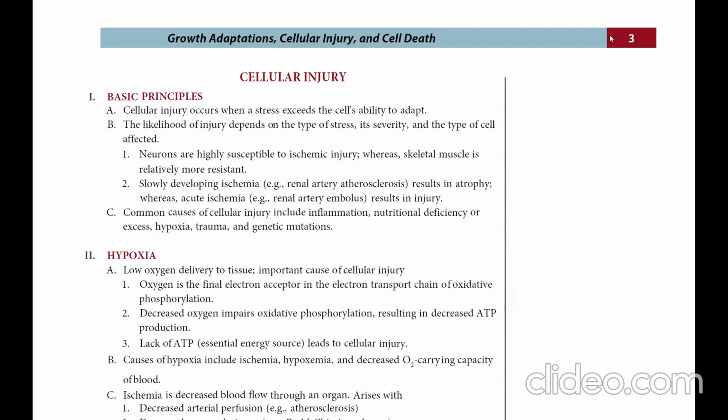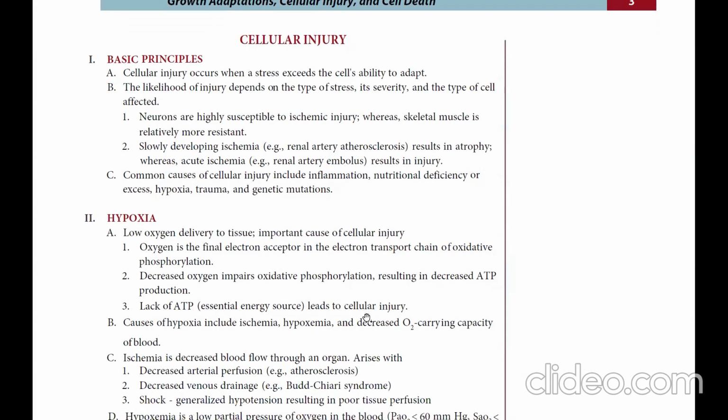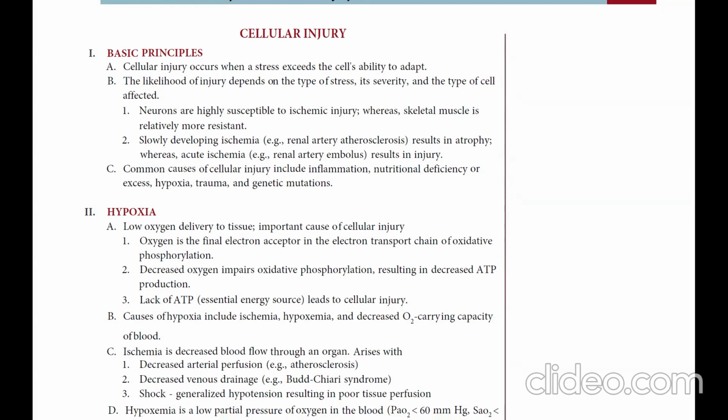injury. Common causes of cellular injury include inflammation, nutritional deficiency or excess, hypoxia, trauma, and genetic mutation. Hypoxia. Low oxygen delivery to tissue is an important cause of cellular injury. Oxygen is the final electron acceptor in the electron transport chain of oxidative phosphorylation. Decreased oxygen impairs oxidative phosphorylation, resulting in decreased ATP production. Lack of ATP, an essential energy source, leads to cellular injury.